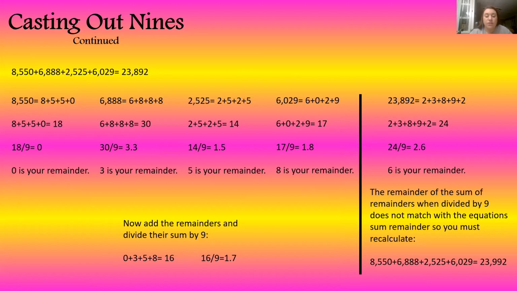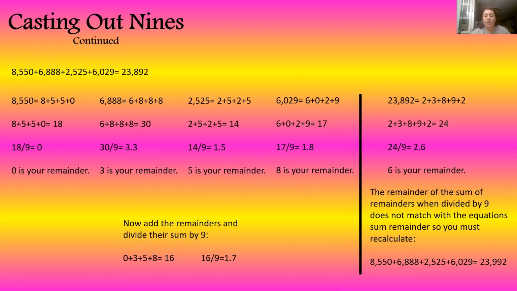Now do the same with the rest of your numbers. 2,525, which gives you 14. 14 divided by 9 equals 1.5, so 5 is your remainder. And then 6,029. When you add up its numbers, you get 17. 17 divided by 9 is 1.8. So 8 is your remainder. Now add the remainders and divide their sum by 9. So when you add up your 0, your 3, your 5, and your 8, you get 16. 16 divided by 9 equals 1.7.